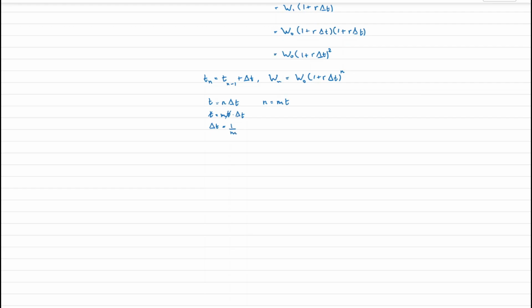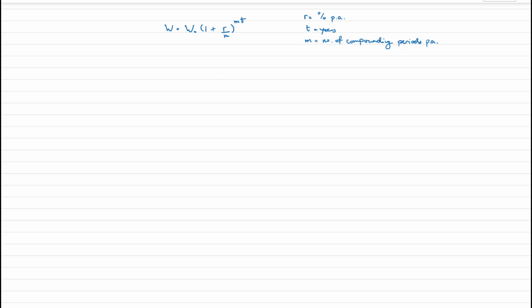And we can plug all of this into our equation above. W is equal to W naught (1 plus R over m) to the power of mt. And this is the standard time value of money equation. Just to be clear, m is the number of compounding periods per year, t is in years, and r is in percentage per year, which I'll write here on the right hand side.